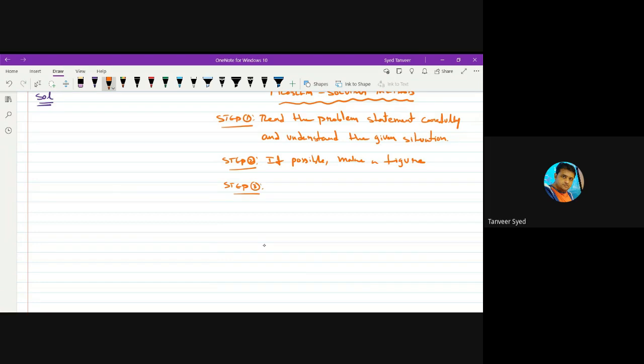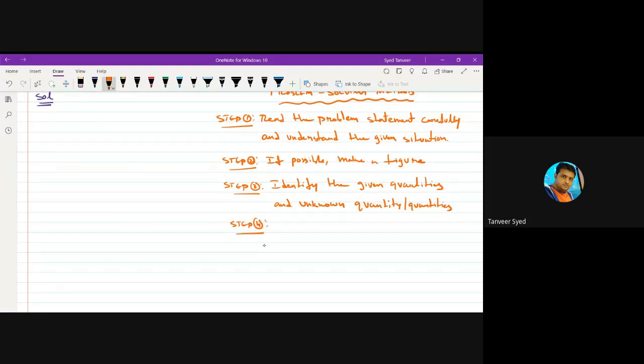Then, if you draw the figure, try to show all the given quantities in some way. Then, after you do that, the next step is to identify the given quantities and the unknown quantity or quantities.